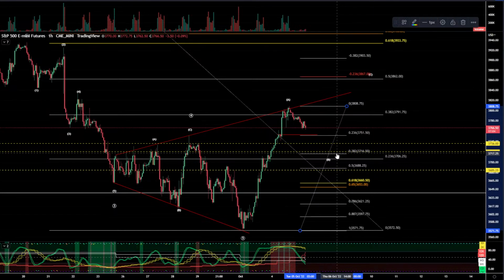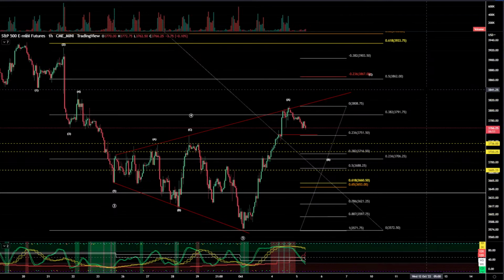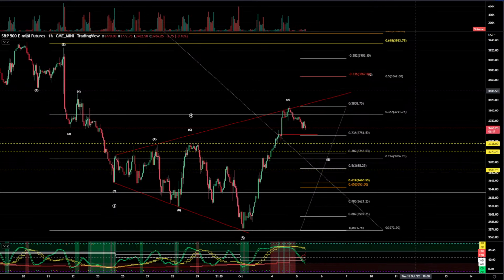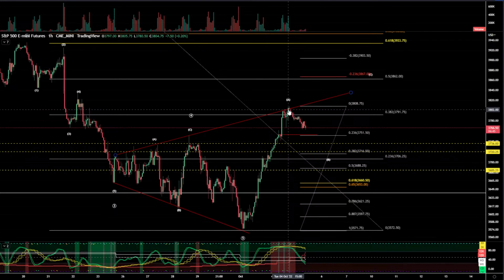So keep that in mind as we realize some of these targets and decide whether we want to close our short positions or hedge long for a potential move up to 3867. We'll make a determination when the time is right and figure out what we're going to do from there. But as of right now, we've hit our target to the upside, which was 3800. We did go a little bit higher, to about 3808.